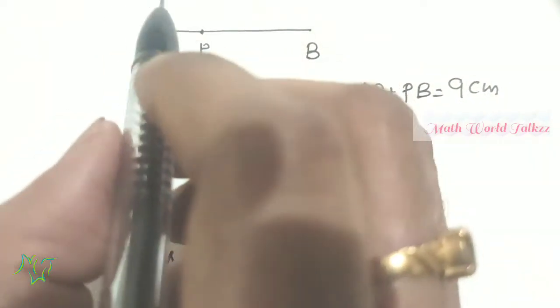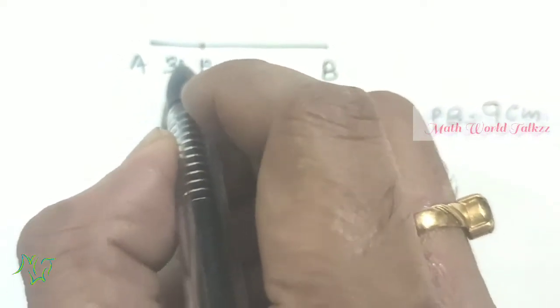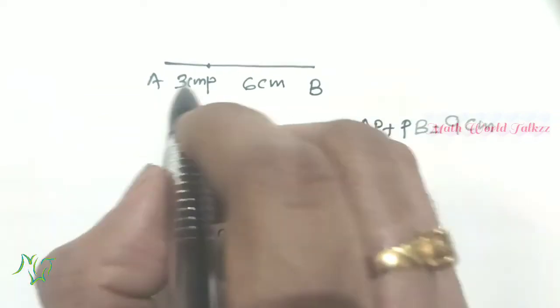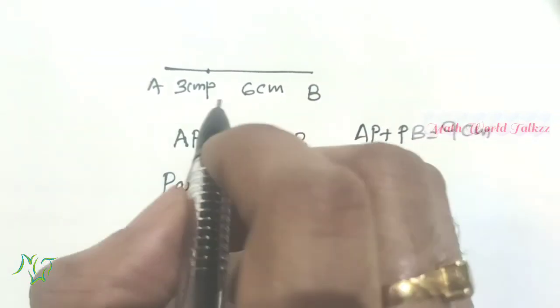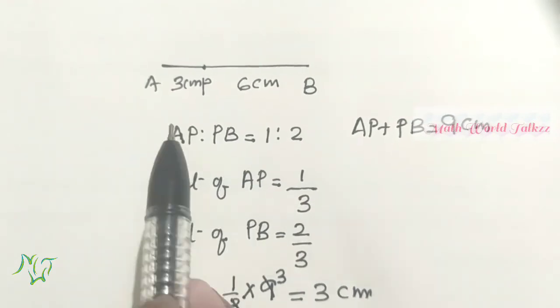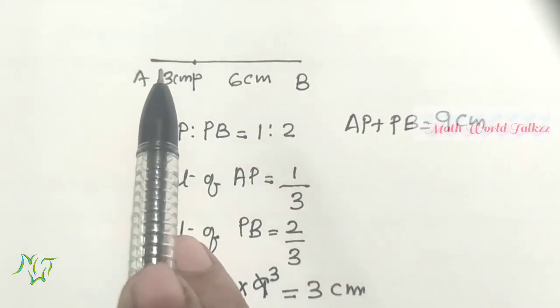That means AP we got is 3 centimeter. Here 6 centimeter. So adding we get 9 centimeter. So we got P should be marked 3 centimeter from A. So you can draw it, is it?